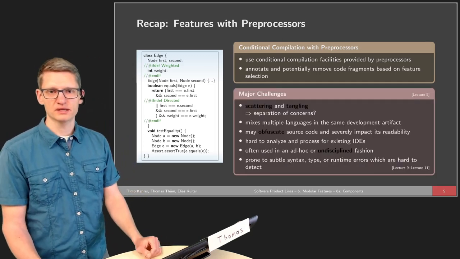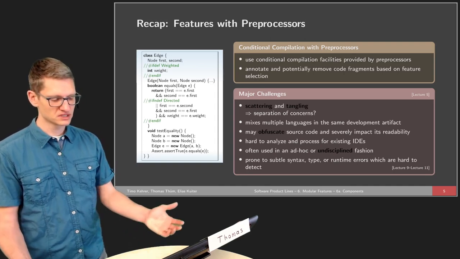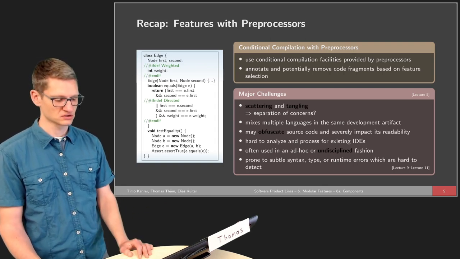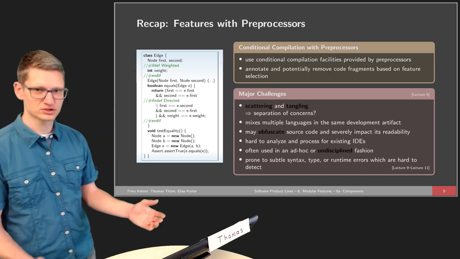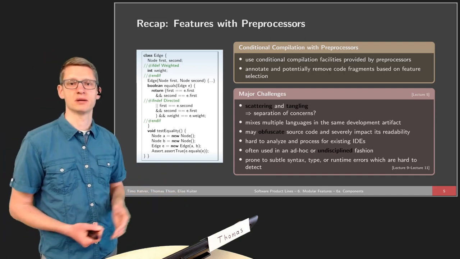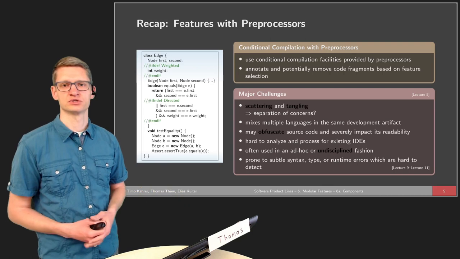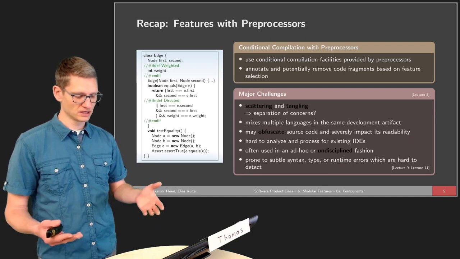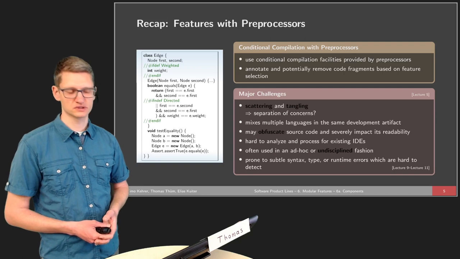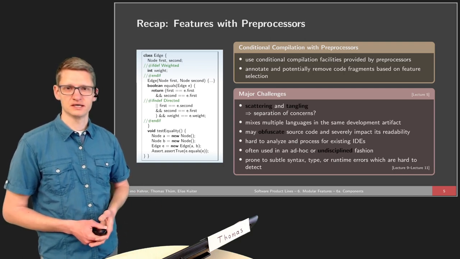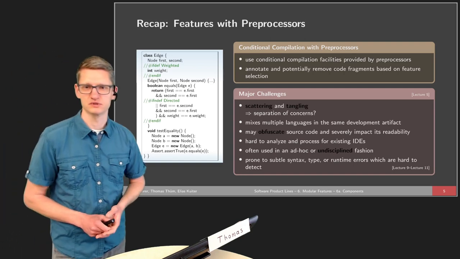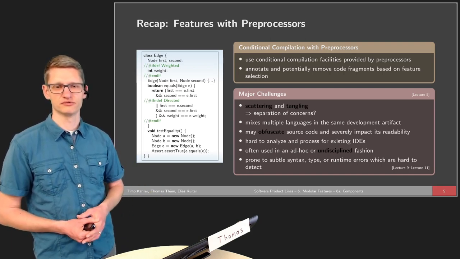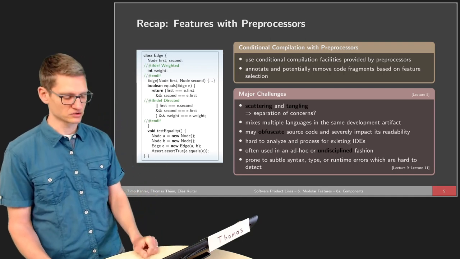And again, there's a recap on what are the major challenges that we face there. We've seen that there's scattering and tangling, which hampers understanding of the programs, but also is a common source of problems and errors. We are actually mixing multiple languages, so we have a language to implement our software artifacts and an additional language that cross-cuts, and both are not really interacting very well. So we have code obfuscation. It's hard to analyze for tools, but also for humans. I regularly have some example code with preprocessor statements in my undergraduate course, and it's very complicated. Even if you have just four features, all the possible combinations are hard to imagine.